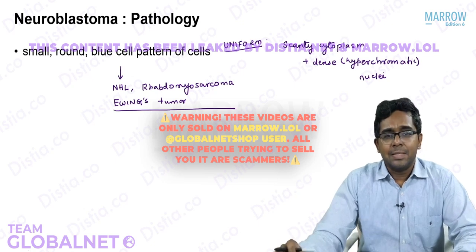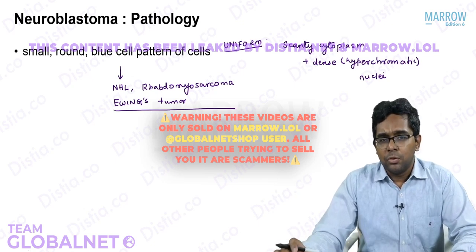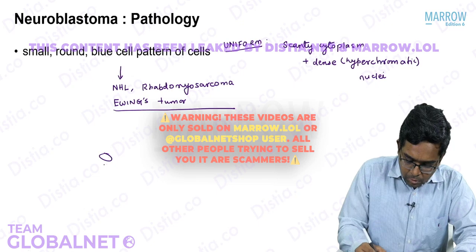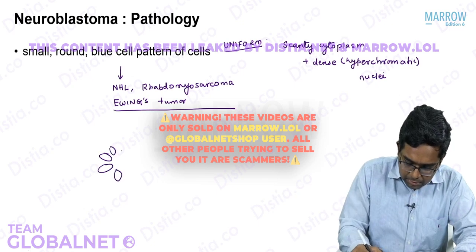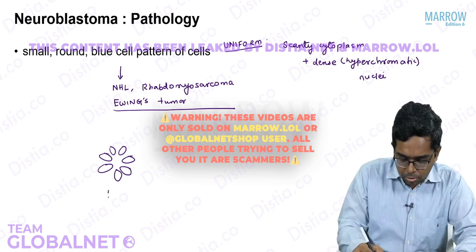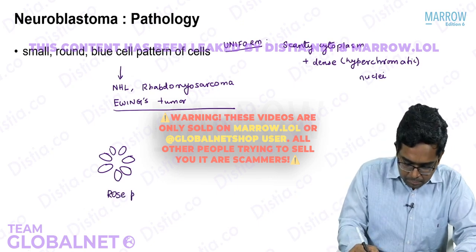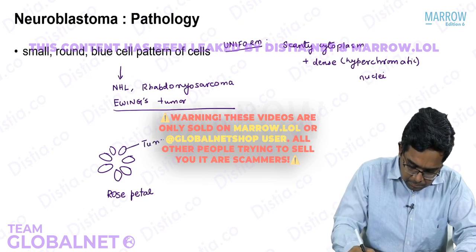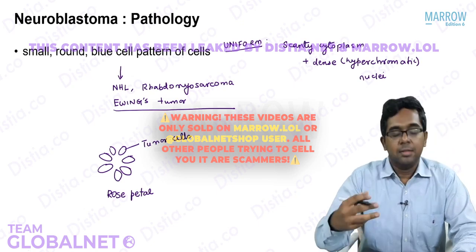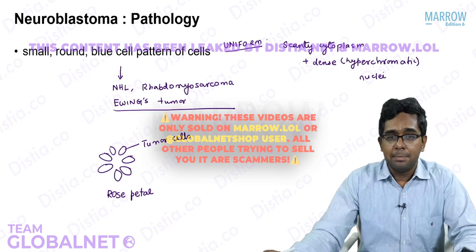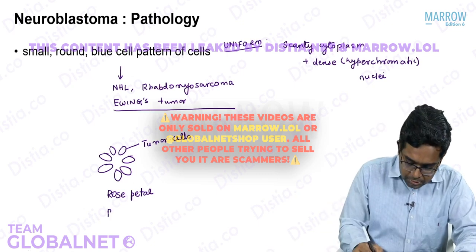Next important thing in pathology, if you look at the individual cells, they have an appearance like this. What I am trying to draw here is something like petals, or rose petals. These are the tumor cells which form like the petals of a rose. So it's called the rose petal appearance, and this appearance is also called a rosette appearance.